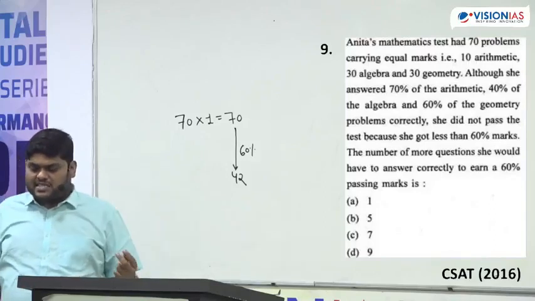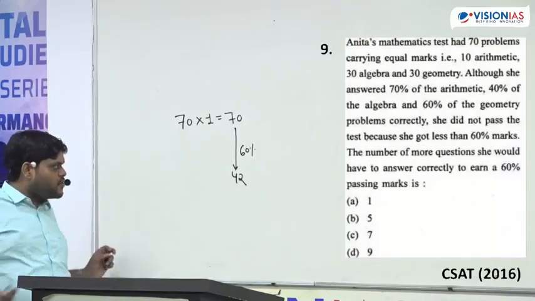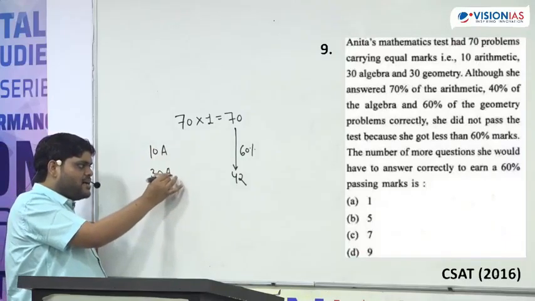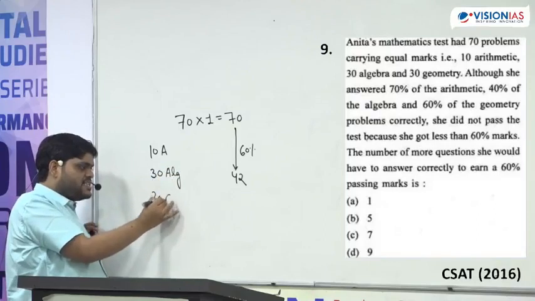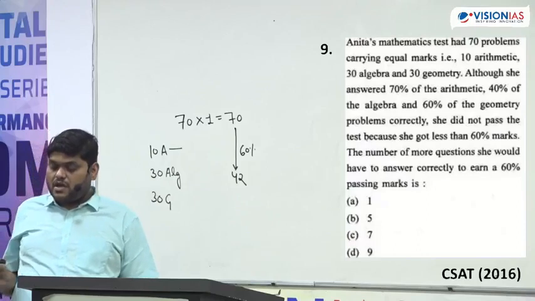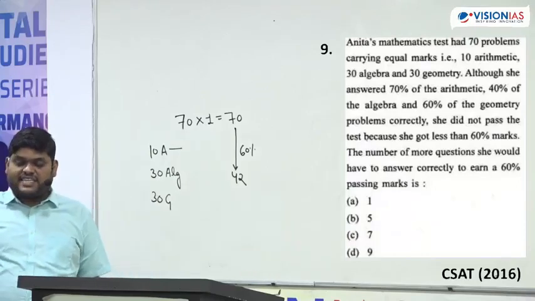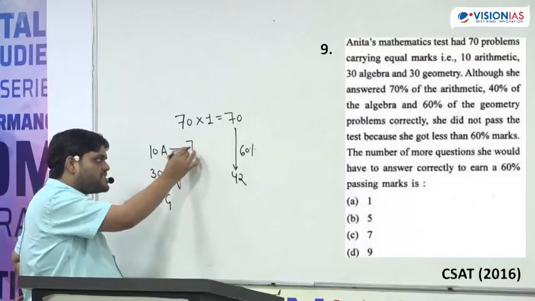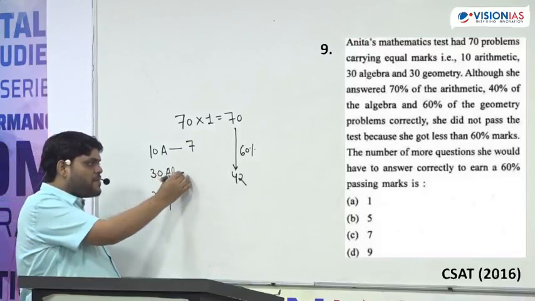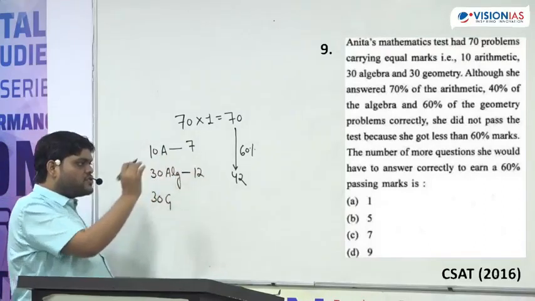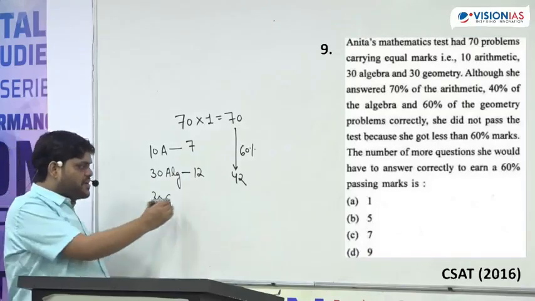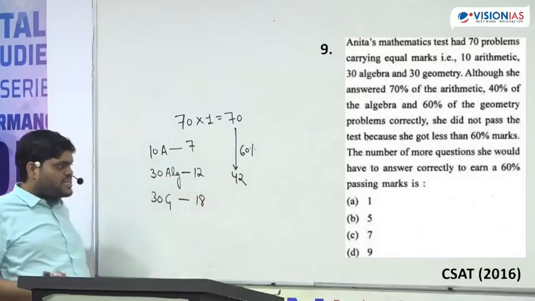Now how many marks does she get? She has 10 arithmetic questions, 30 algebra and 30 geometry. Out of 10 arithmetic, she has done 70% of the arithmetic. That means 7 questions she has done here. Out of algebra, 40%. That means 12 questions she has done here. And 60% of geometry, that means 18 questions she has done here.